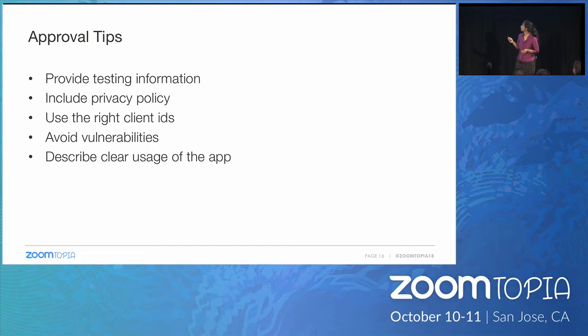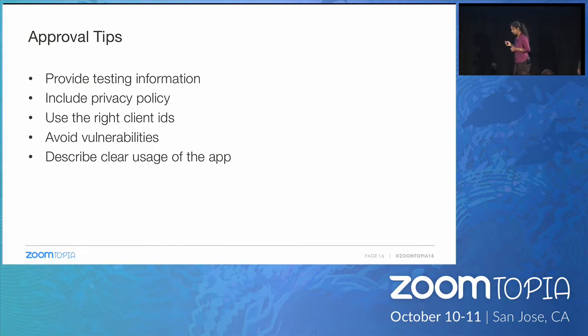Lastly, I want to leave you all with some approval tips to get your apps approved on the platform. Please provide us with enough testing information that's required to test your app. This might include any account information or data or setup that's required to test the app. As I mentioned earlier, any data retention or deletion during an authorization or deauthorization has to be mentioned in the privacy policy.